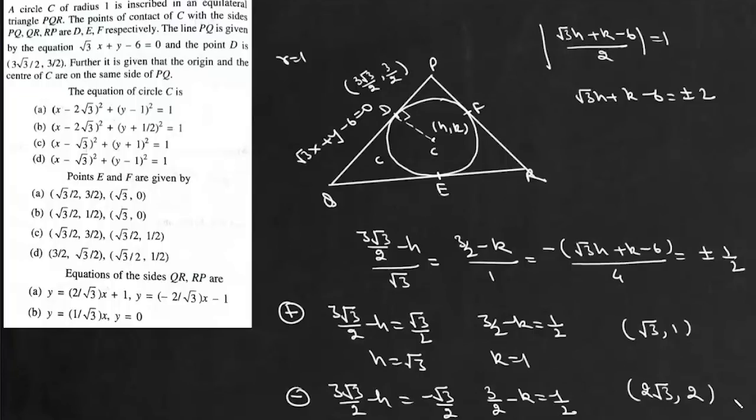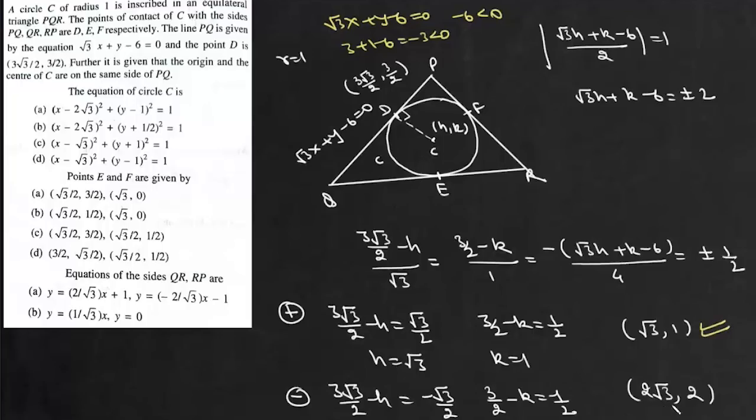2. Now in the question, additional information is given that the origin and the center lie on the same side of PQ. Now if we look at the equation of PQ, it is root 3x plus y minus 6 equals 0. If we put x and y as 0, we'll get minus 6, which is less than 0. So out of these 2 points, we have to choose the point for which this value is negative. Now if we put root 3 comma 1, we'll get 3 plus 1 minus 6, which is minus 3, less than 0. So this point, root 3 comma 1, and the origin lie on the same side.